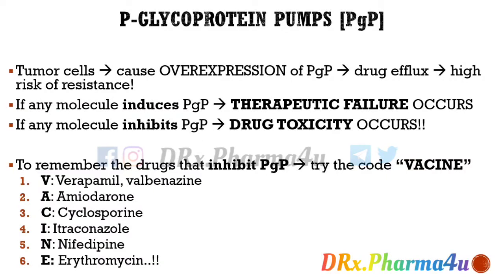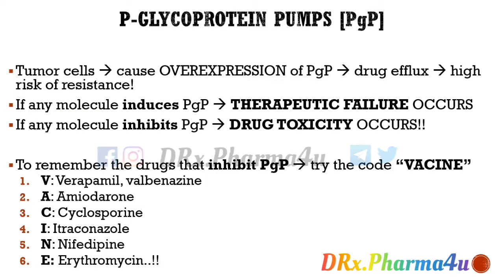So tumor cells cause overexpression of the P-glycoprotein pump, which causes drug efflux. Efflux means from inside to outside, and influx means from outside to inside. So tumor cells cause overexpression of P-glycoprotein, which causes the efflux of the drug from inside to outside. That means from inside the body to outside the body. So that can increase the risk of resistance.